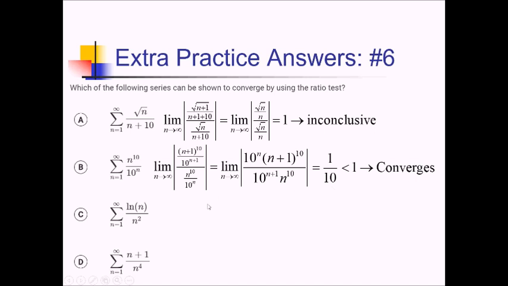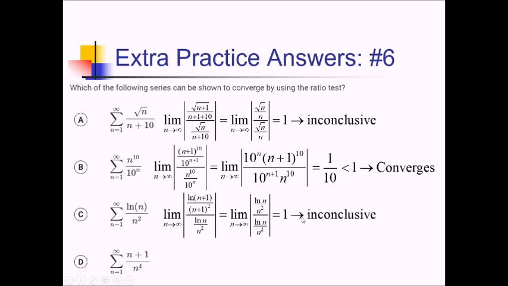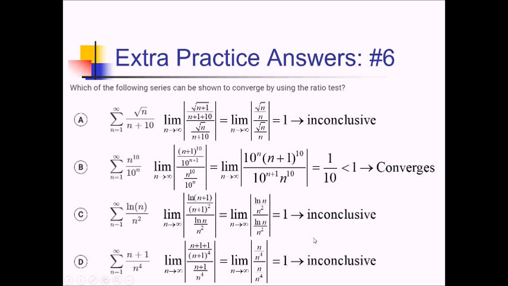But let's just take a look at the other ones to see if we can really eliminate them. So this one, we have our n plus 1th term over the nth term. And I can turn this into just ln of n over n squared, which all comes out to 1. So inconclusive for that one. And then down here, we have n plus 1 over n plus 1 to the 4th over just n plus 1 over n to the 4th. This is going to be n over n to the 4th, and down here we also have n over n to the 4th. All comes out to 1. Inconclusive. So definitely then choice B.